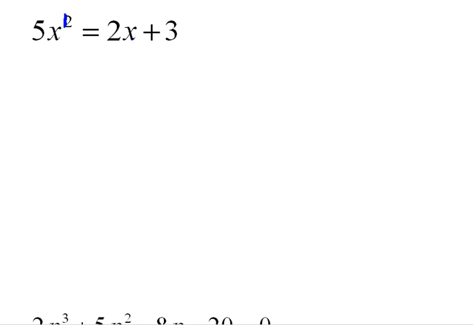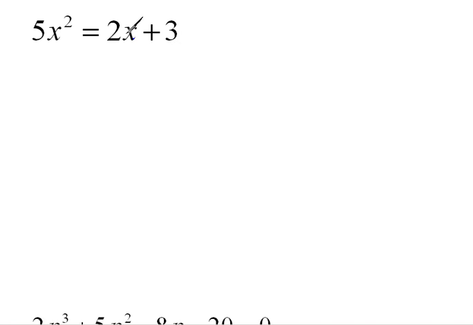Now, if this were not here, if we just had 5x equals 2x plus 3, then we could just start solving for x. It's this exponent that causes us a problem, and that's when we have to use the zero product property. Now, the zero product property says you have to have things multiplied together set equal to 0. We don't have things multiplied together here, and we don't have this equal to 0. So we've got some work to do before we can even use the property.